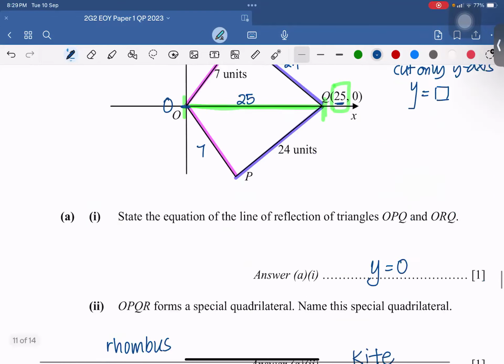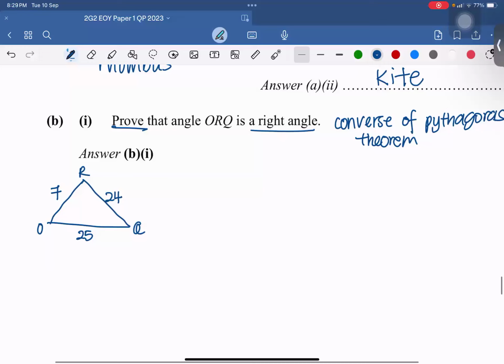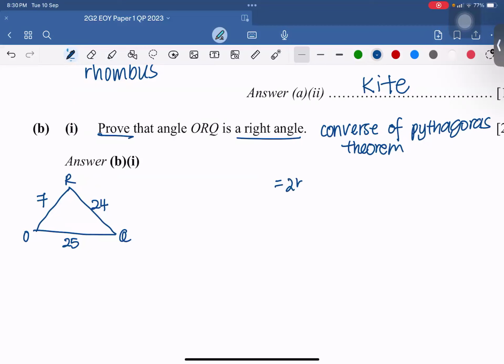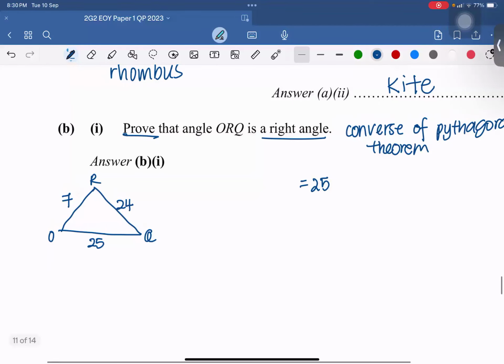Question like that, where shall we begin? We begin with the longest side. Which one is my longest side? 25. What's the name of the longest side? Hypotenuse. What's the label in this case? OQ.